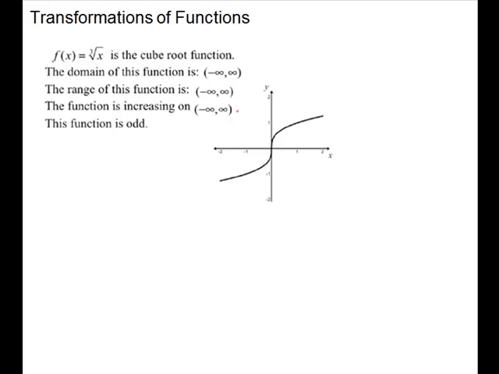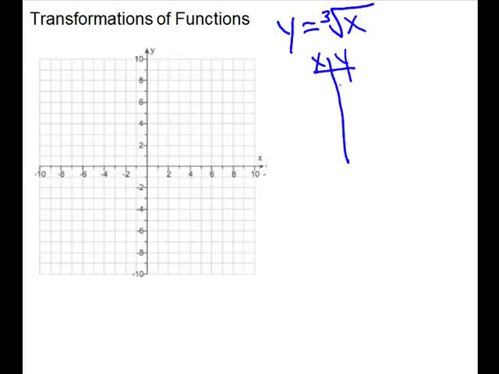It is always increasing as you go from the left to the right. And this is an odd function. If you rotate 180 degrees, you would get back the same picture. Let's look at creating the cube root graph. So kind of like the square root graph, we have to think a little bit more about our points.